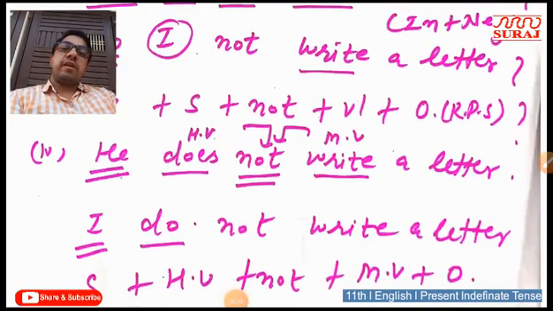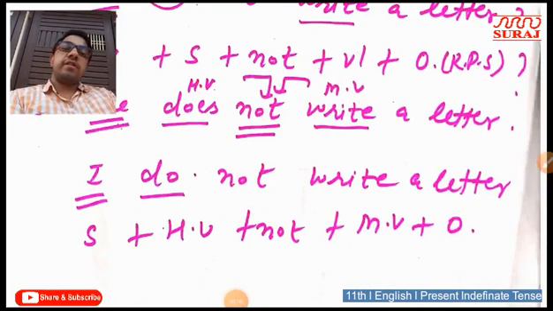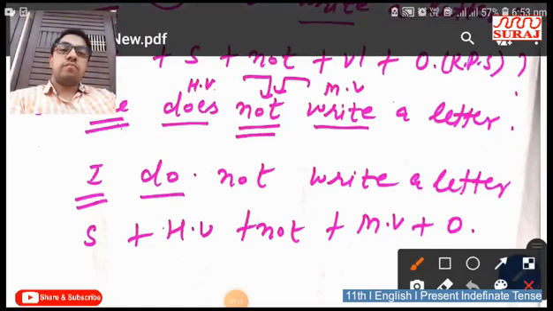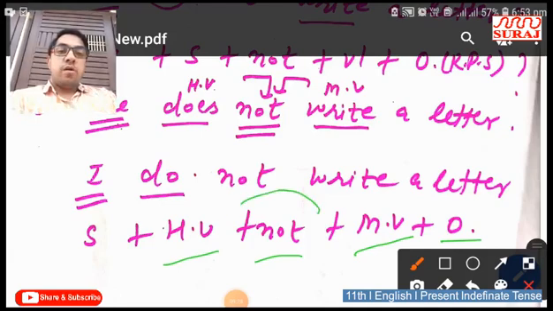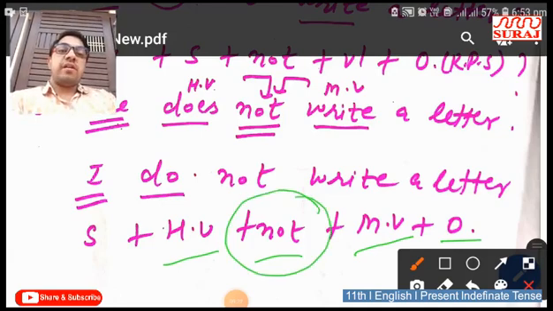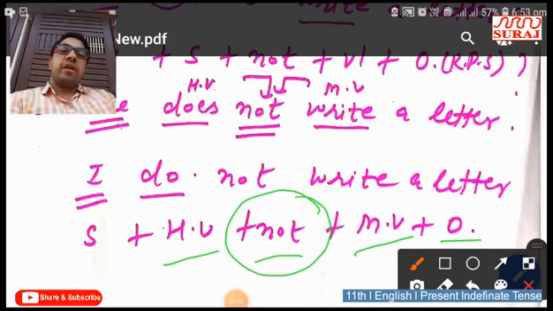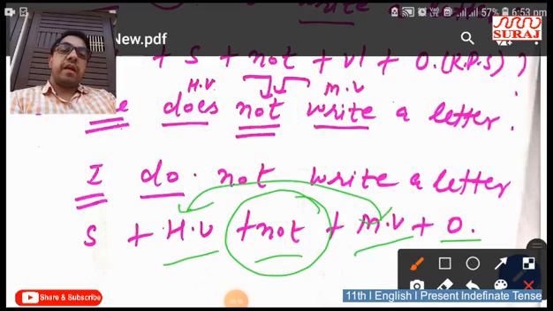Negative sentence: he does not write a letter. Along with I, we should use do. I do not write a letter. Structure for this: first of all we should mention the subject. After that we should mention the helping verb. After the helping verb we should mention not. After not we should mention the main verb. After that we should mention the object, I mean to say the rest part of the sentence. Always try to remember one thing: you always put the negative word, I mean to say not, between the helping verb and the main verb in a negative sentence.